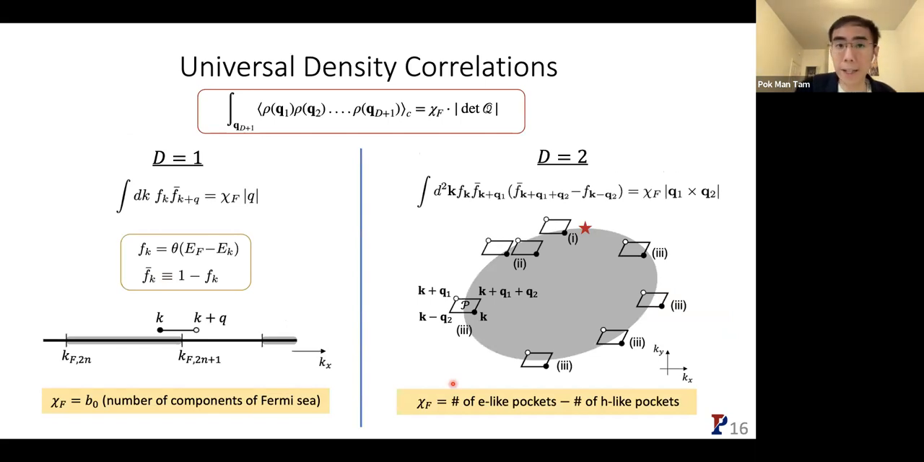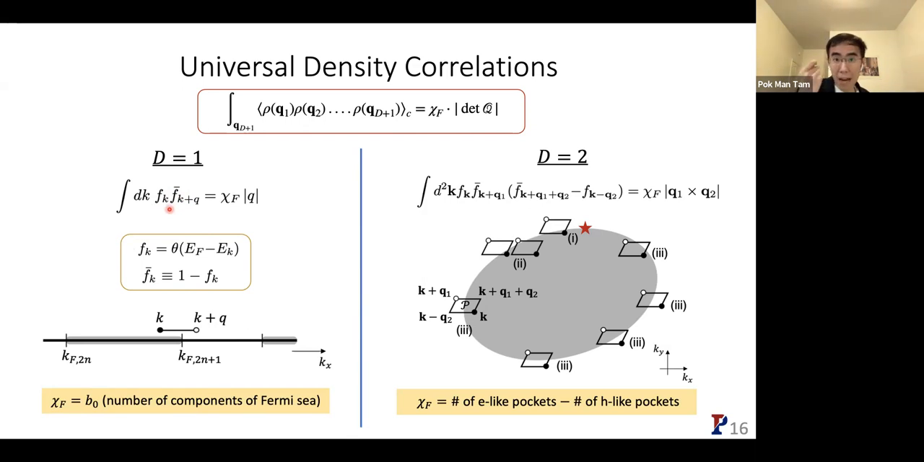In d equals 1, it's actually quite easy to argue and explain. If you look at d equals 1, then I will ask you to look at a 2-point density correlation, rho q1, rho q2. If you do the Wick expansion, because rho is c dagger c and this is c dagger c, you can convert this integral of the connected correlation function to this form. It's just an integral of f times f bar. Here, f is the zero temperature Fermi-Dirac distribution, the Fermi distribution for electrons. f bar is the Fermi distribution for the holes. So f bar equals 1 minus f.